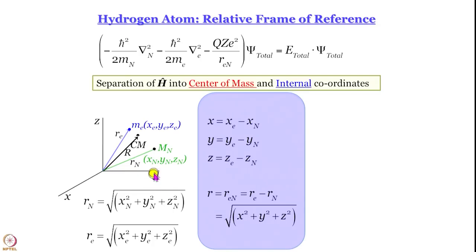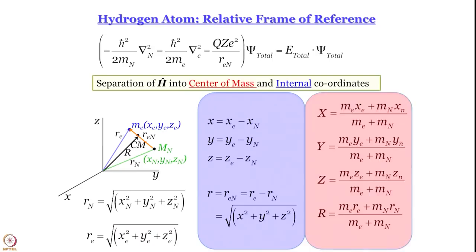What is that? Just think of the x coordinates. If this is the x coordinate of the nucleus and this is the x coordinate of the electron, xe minus xn essentially is the separation of the electron and the nucleus in the x direction. ye minus yn is the separation between electron and nucleus in the y direction, same for z. This separation is the important parameter when you talk about potential energy. This separation is also important when you talk about the motion of the electron with respect to the nucleus, the relative motion. And this r is Ren, that is Re minus Rn. Don't forget that for the vector sum, you get the square root of x squared plus y squared plus z squared.